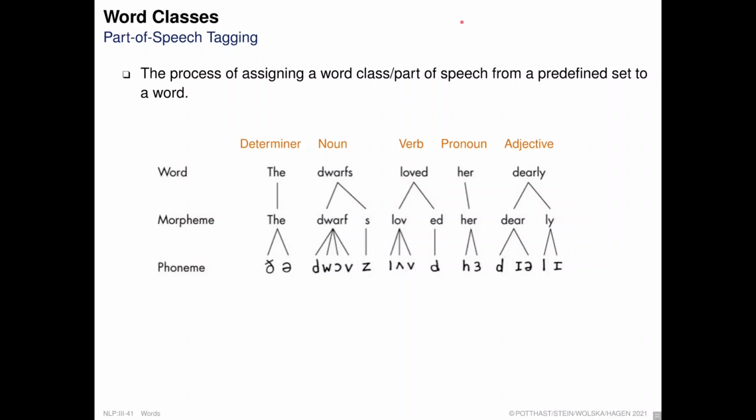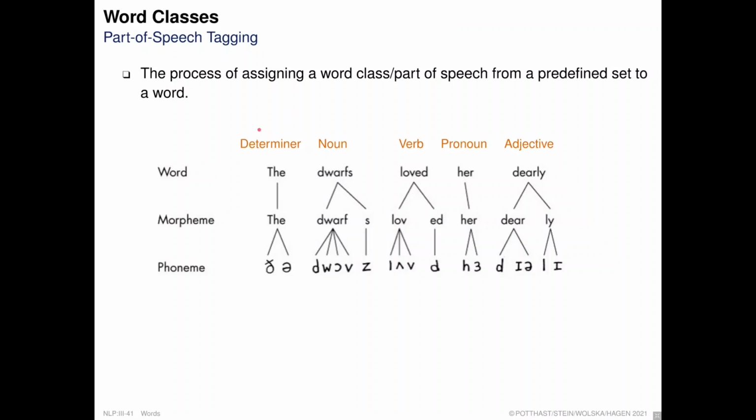And of course, there is an NLP task that consists in identifying the word class of a word, to which word class a given word belongs. In NLP, it's very often referred to as part of speech tagging. Like I said, more often than not in NLP, the term part of speech is used. So this process is a process of assigning a word class, part of speech, from a predefined set to a word.